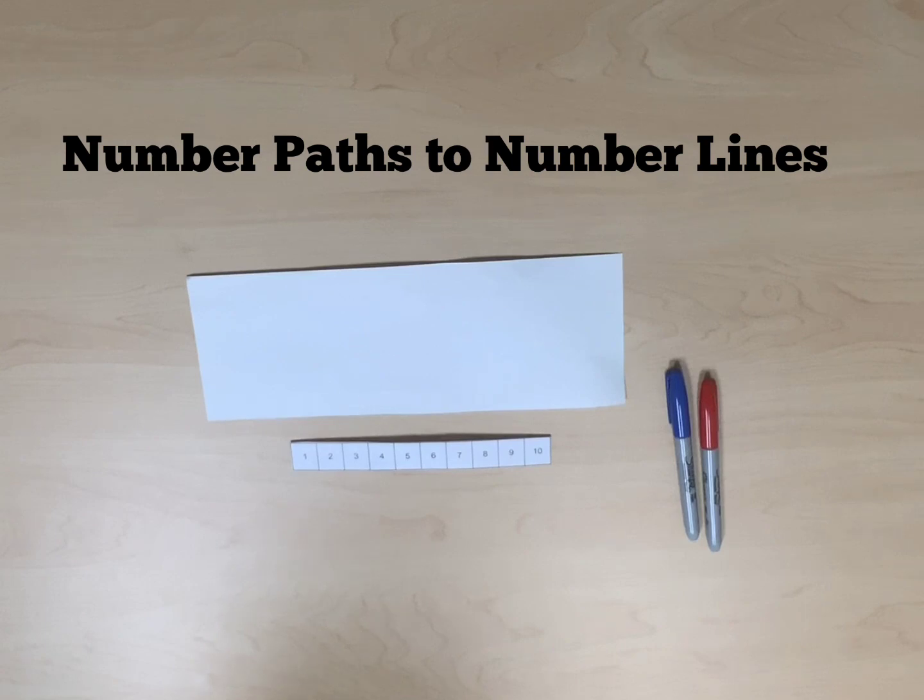This activity is number paths to number lines. The activity will be targeting 1.2F, order whole numbers using place value and number lines. We're going to first begin by creating a number line by taping a number path onto the board and then drawing a number line underneath.